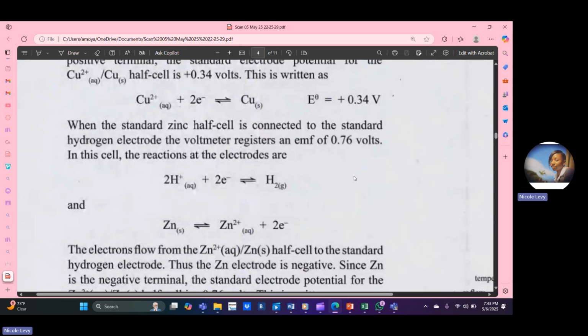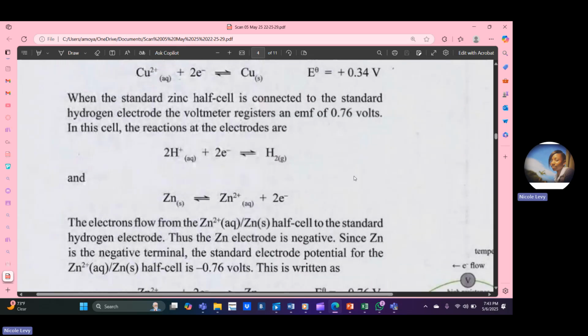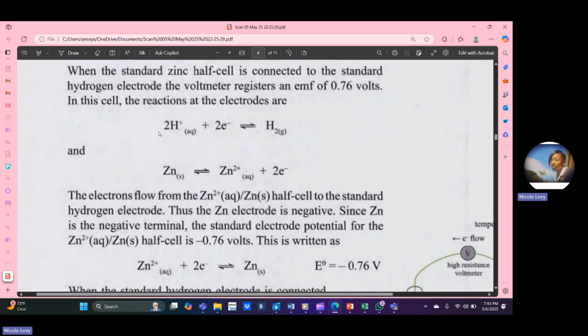So when the standard zinc half cell is connected to the standard hydrogen electrode, the voltmeter registers an EMF of 0.76 volts. In this cell, the reactions at the electrodes are as follows. So you're always going to have this reaction happening in the standard hydrogen electrode, or SHE. This will always be happening in that half cell. So hydrogen ions are literally just going to pick up electrons to form hydrogen gas. That's all that's going to happen in SHE.